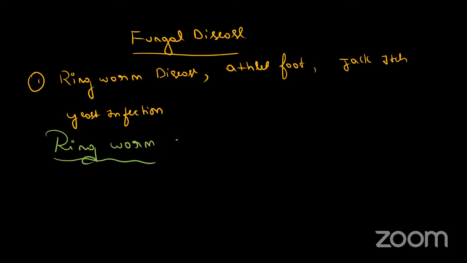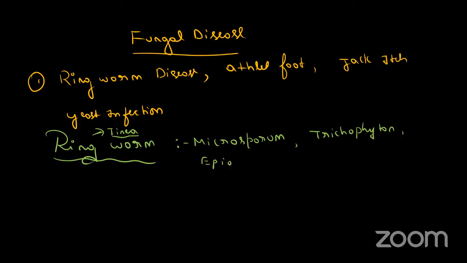Ringworm. Okay. So students, ringworm is caused by fungi. We also call it tinea. Okay. Tinea. It is caused by many species called Microsporum, Trichophyton, and also Epidermophyton. Okay, so which are the three species? Microsporum, Trichophyton, and Epidermophyton. Ringworm is caused by this type of species.